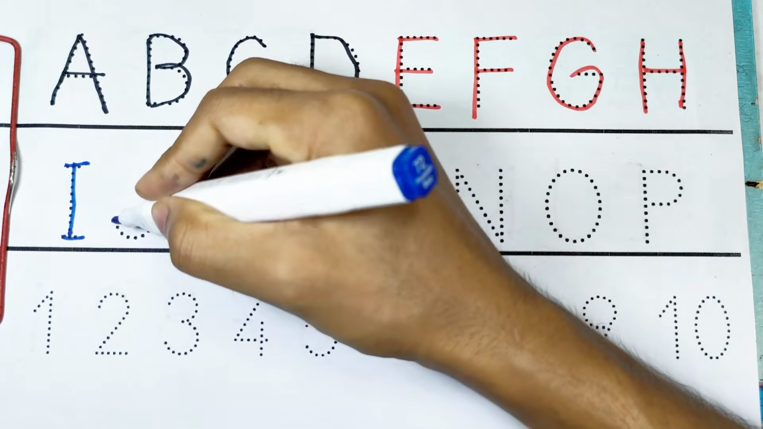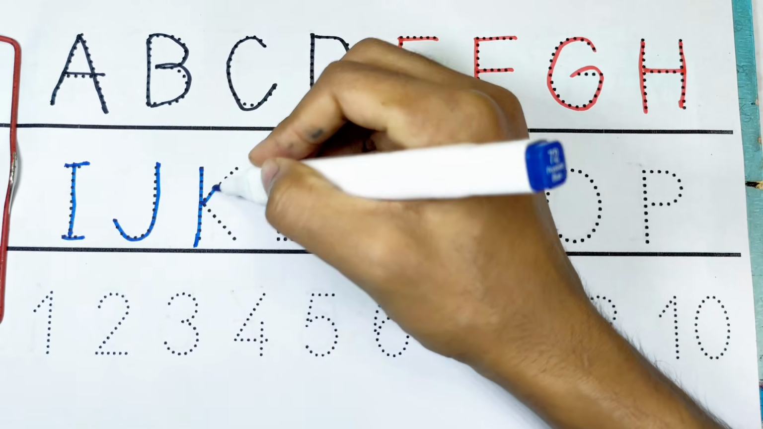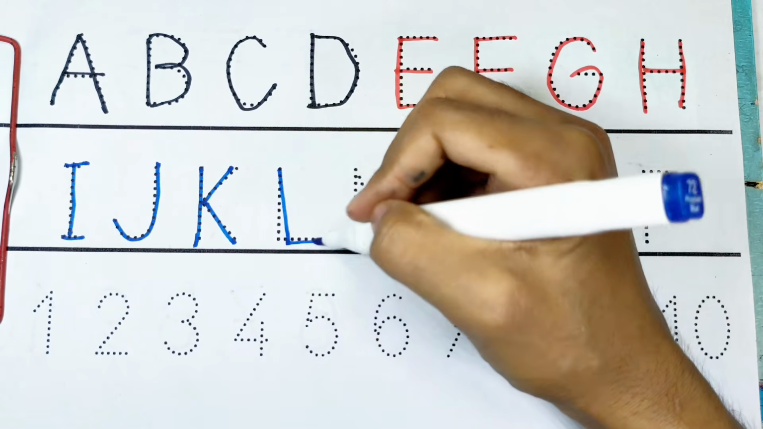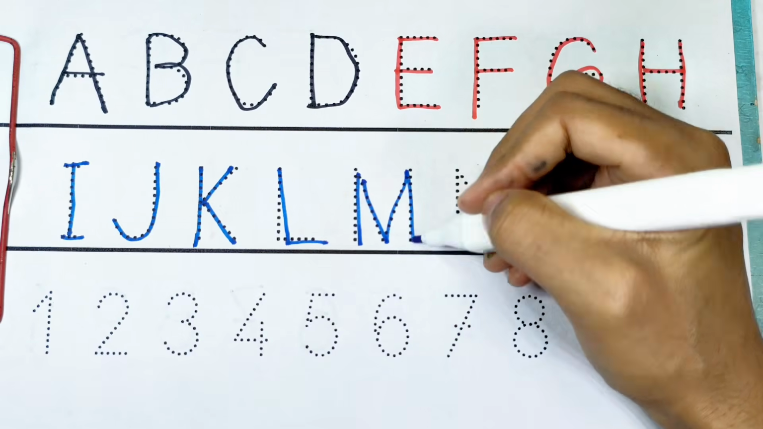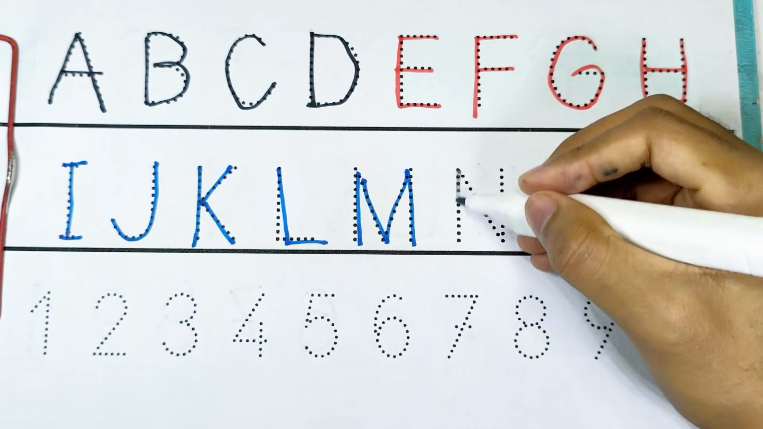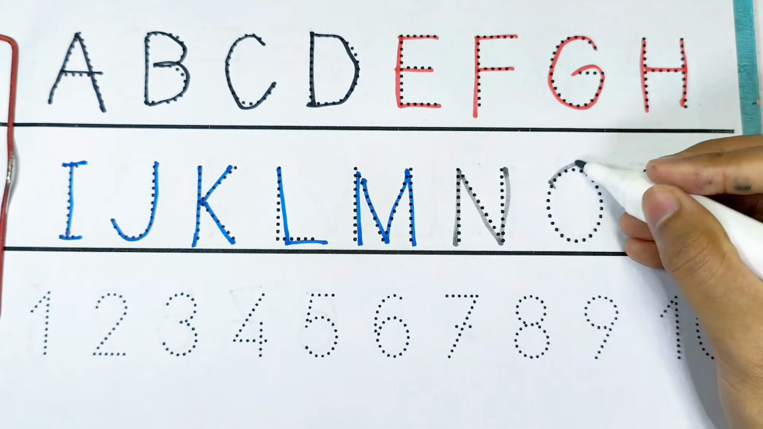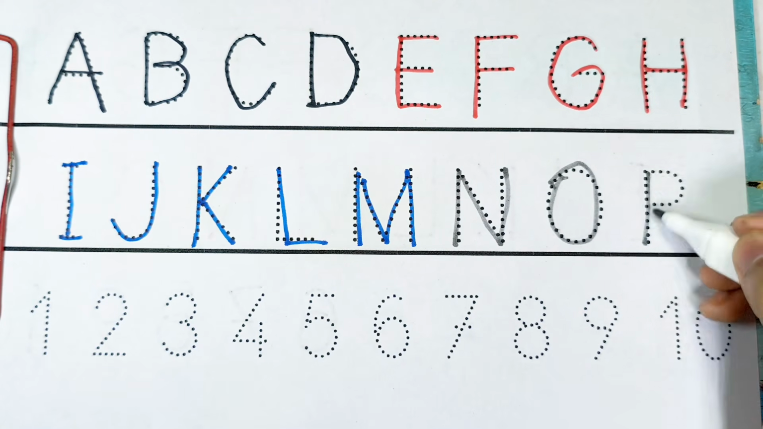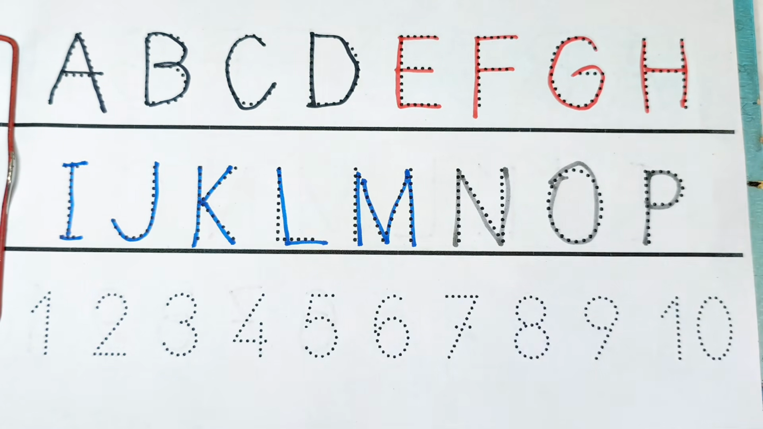I. The next one is J. K. K for kite. L. L. M for moon, M for mango. Warm gray color. N for nose, N for nest. N. O for octopus. P for penguin.